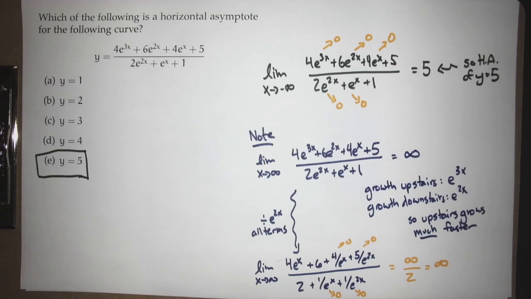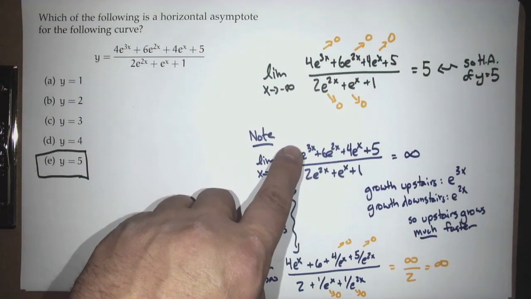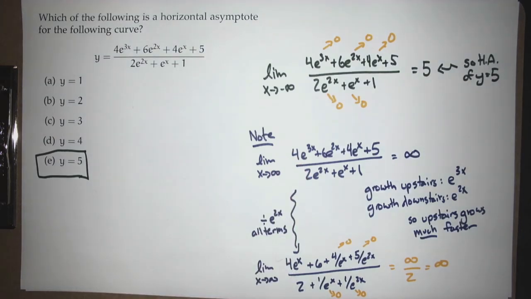But boy, it's really tempting to say 2. And why does 2 not work? Well, you have to look at the rates of growth. It's growing like e^(3x) upstairs and e^(2x) downstairs. So the upstairs is growing much faster than the downstairs.